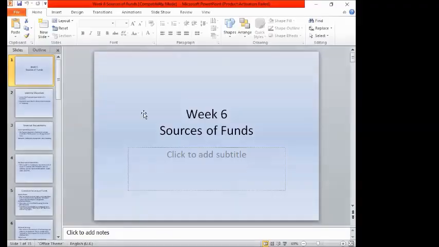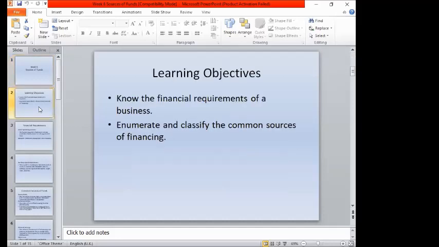Today, I'm going to discuss week 6 of your topic in the LMS, which is the sources of funds. We have to discuss here the financial resources needed in order to operate the business, to circulate the cash flow, to cover all the liabilities and expenses, and to earn profits for business expansion. So our learning objective is to know the financial requirements of the business.